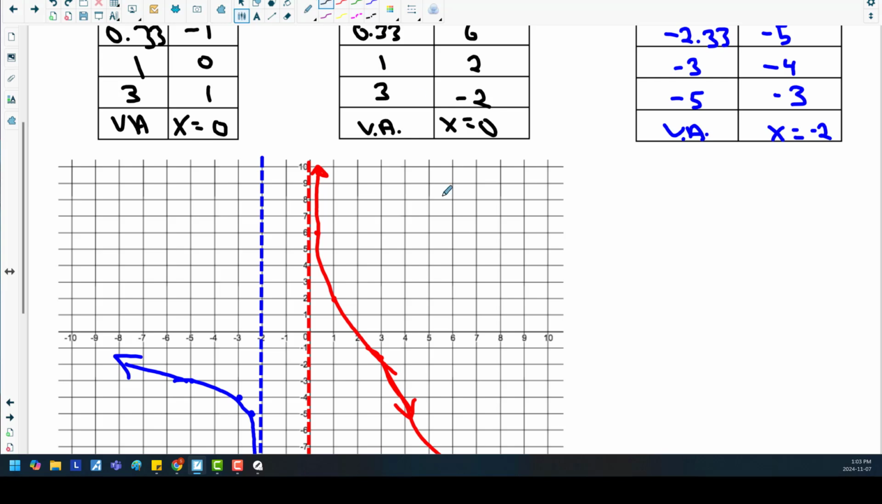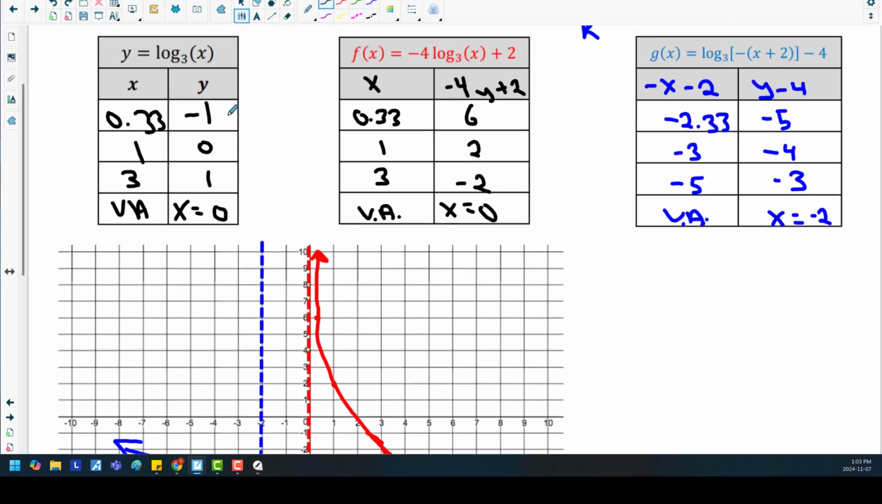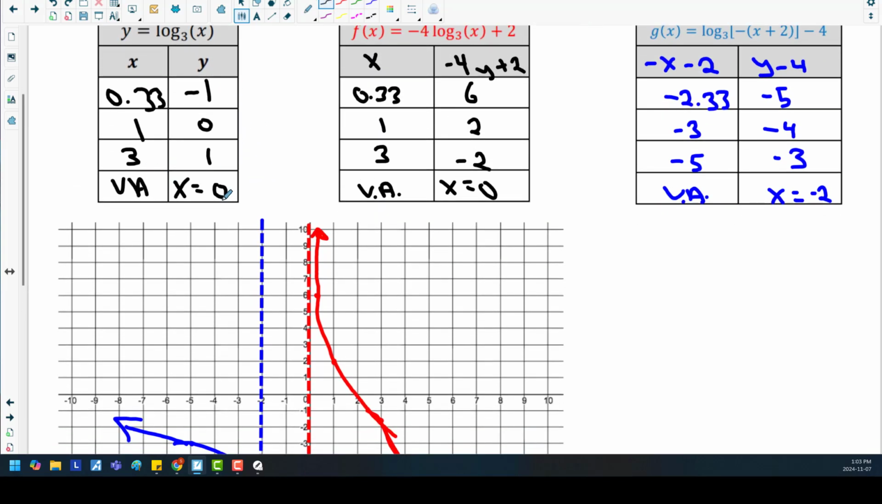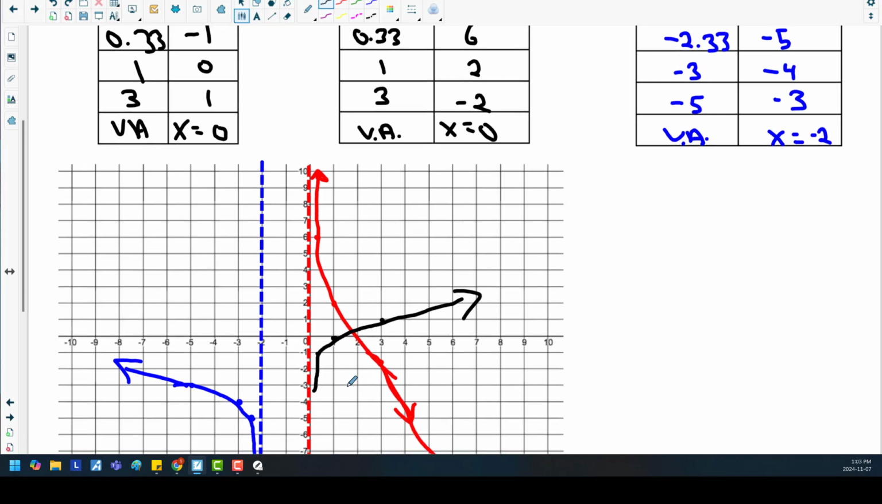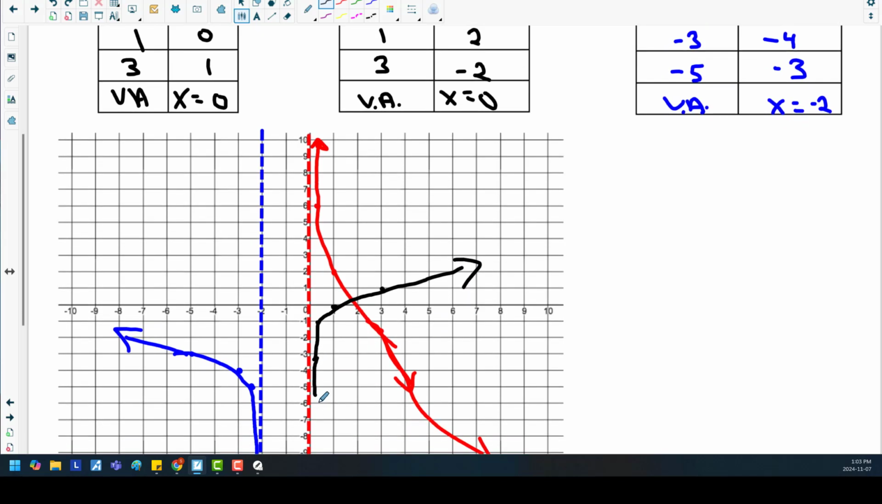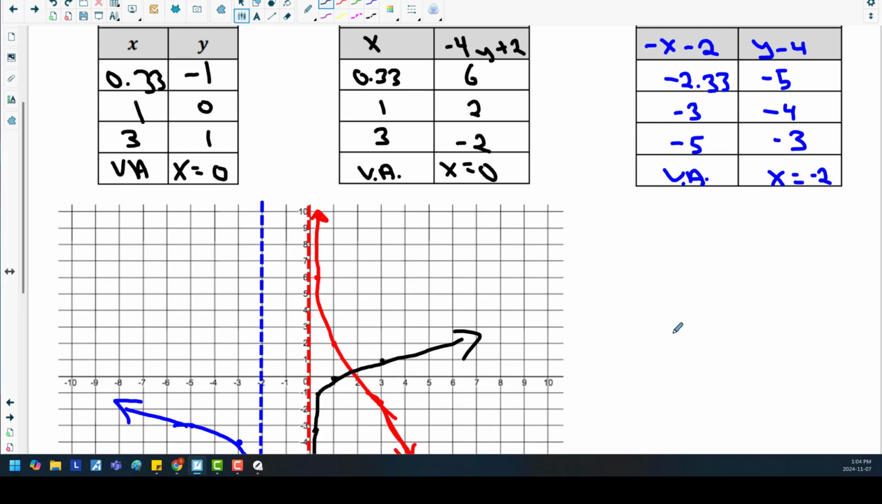And then our parent function, which is in black, our vertical asymptote is x equals 0, it's already there. So 0.33 and -1, 1 and 0, and 3 and 1. So it's going to go something like this. There you go. So these are my 3 graphs of my log functions.